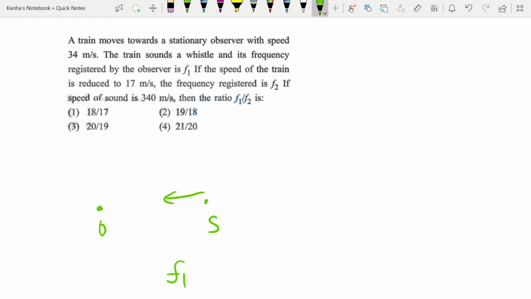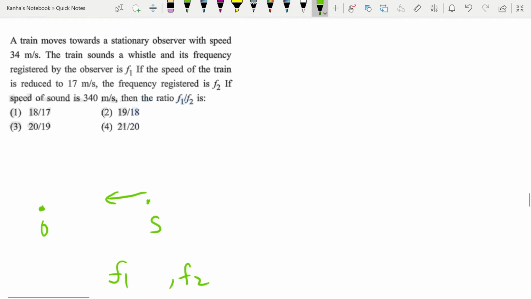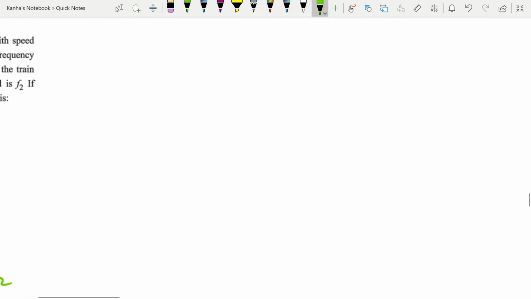If the speed of the train is reduced to 17 meters per second, then the frequency registered is f2. So f2 is the frequency registered the next time. If the speed of sound is 340 meters per second, then the ratio f1 by f2 is given by what? So this is a question from Doppler's effect.